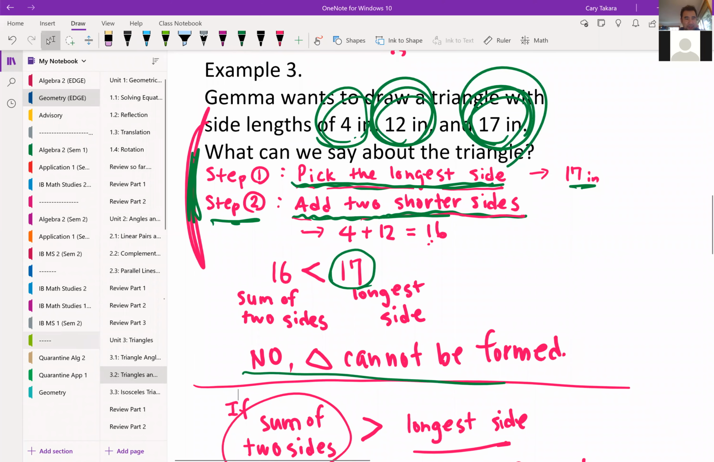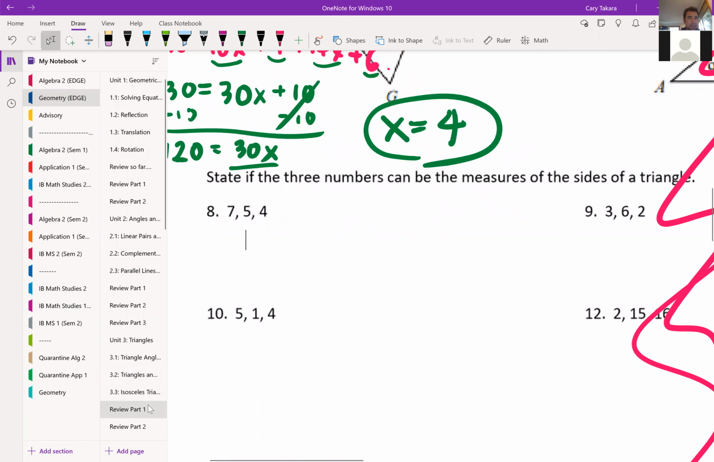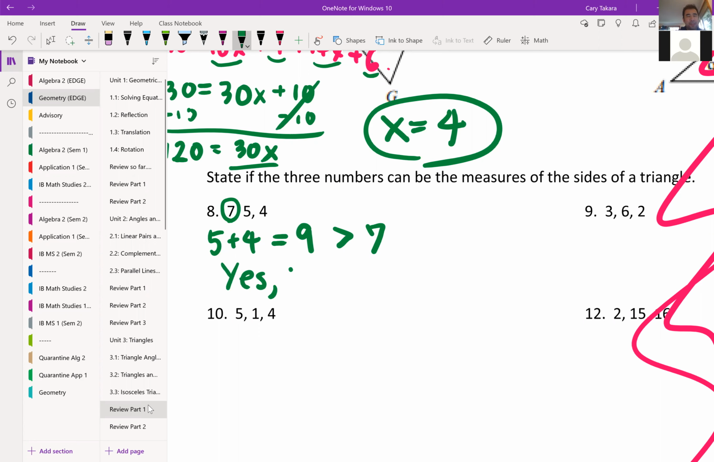So let's try that. Let's pick the longest stick, which is 7, and we're going to add 5 and 4. Is 5 plus 4 bigger than 7, the longest stick? 5 plus 4 is 9, which is greater than 7, the longest stick. So yes, we can form a triangle.